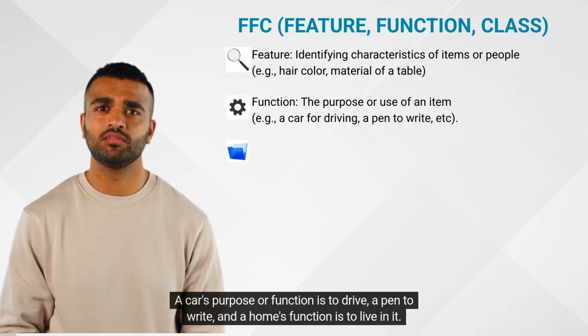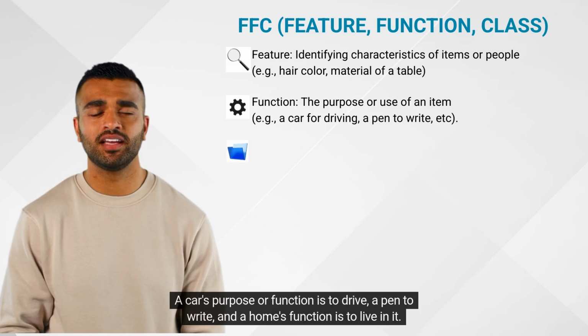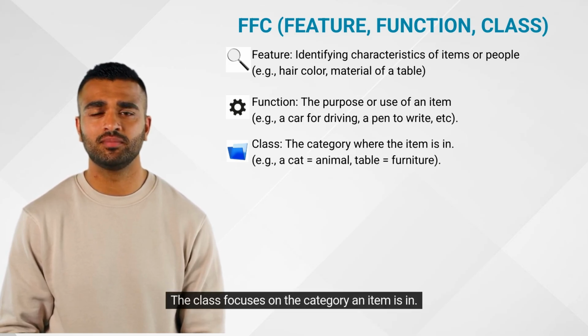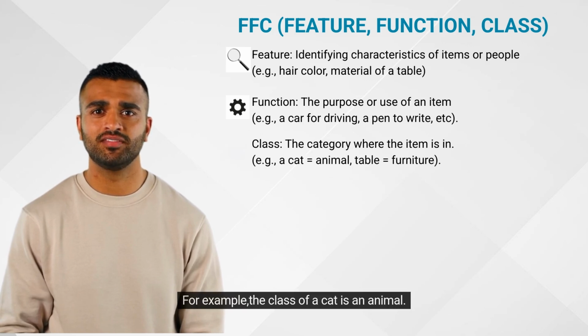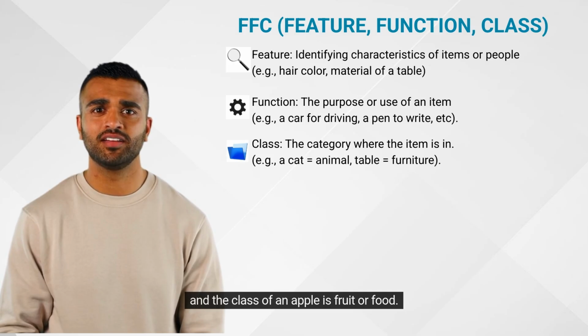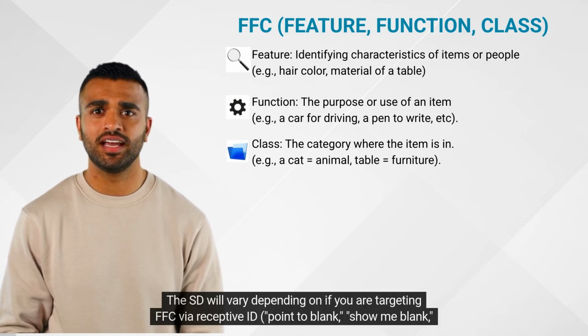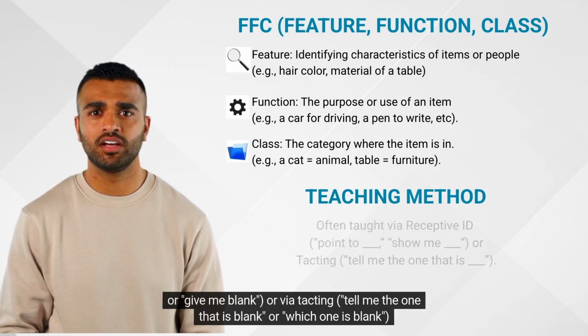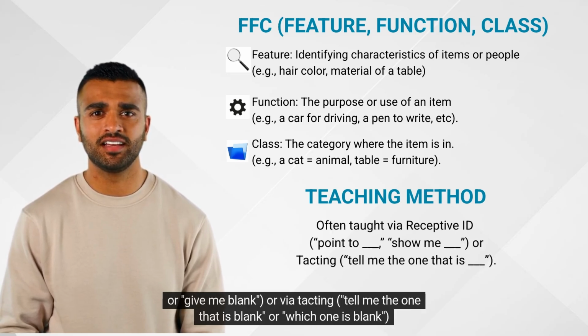A car's purpose or function is to drive, a pen to write, and a home's function is to live in it. The class focuses on the category an item is in. For example, the class of a cat is an animal. The class of a table is furniture. And the class of an apple is fruit or food. The SD will vary depending on if you are targeting FFC via receptive ID: point to blank, show me blank, or give me blank, or via tacting: tell me the one that is blank or which one is blank.